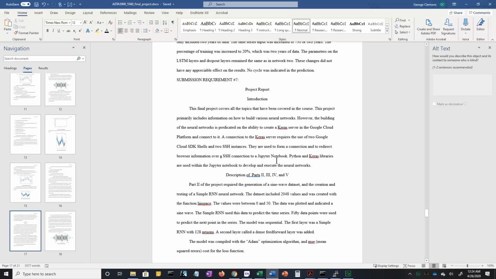Submission requirement number 7 is a project report. So this final project covers all the topics that have been covered in the course. This project primarily includes information on how to build various neural networks. However, the building of neural networks is predicated on the ability to create a Keras server in the Google Cloud platform and connect to it.